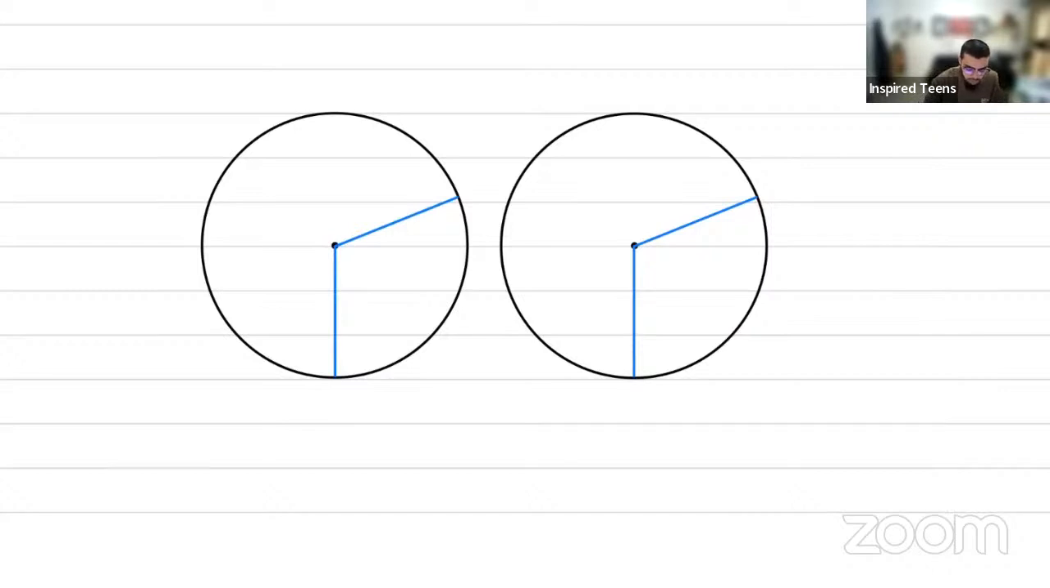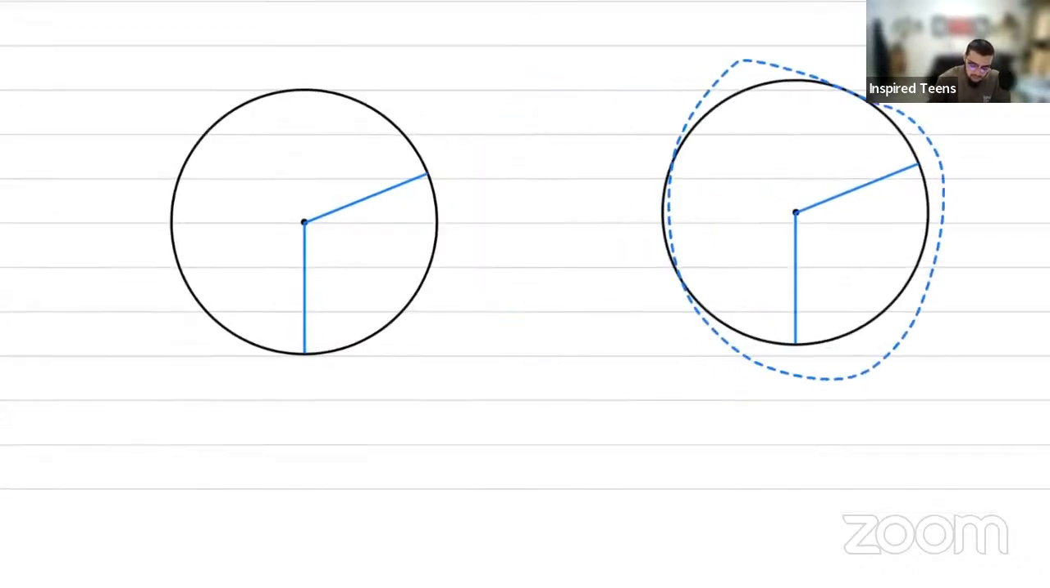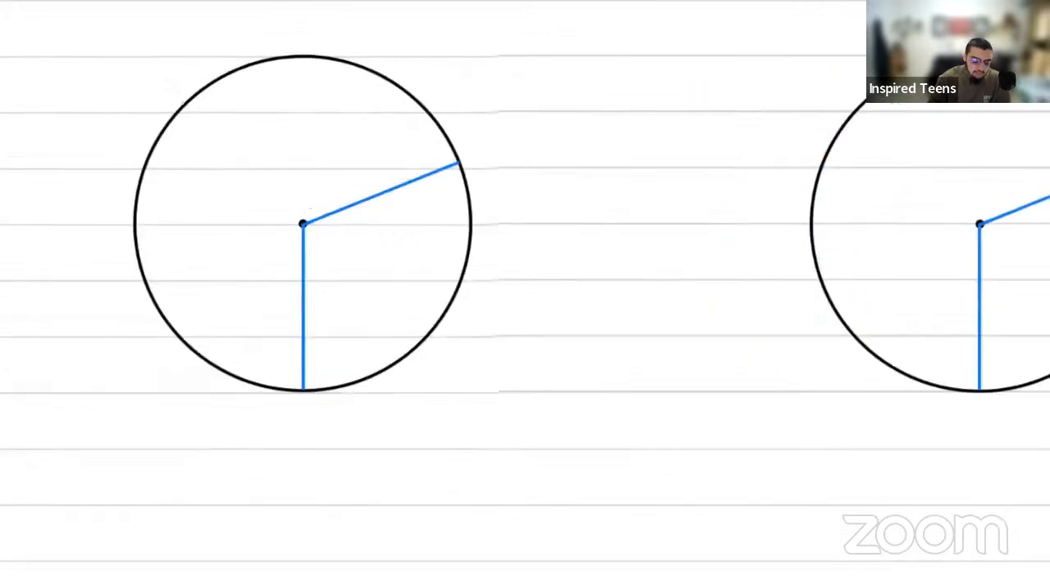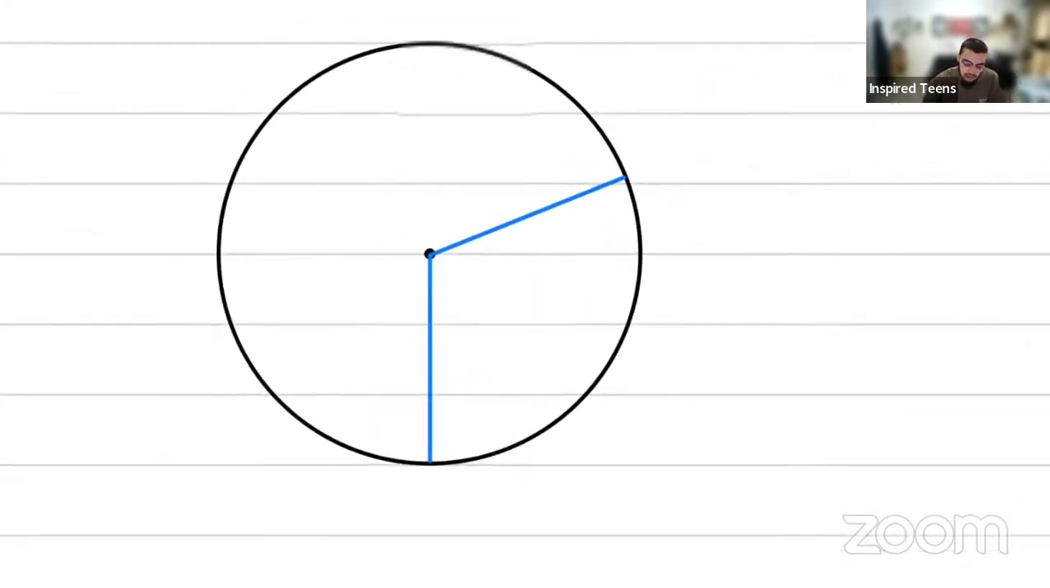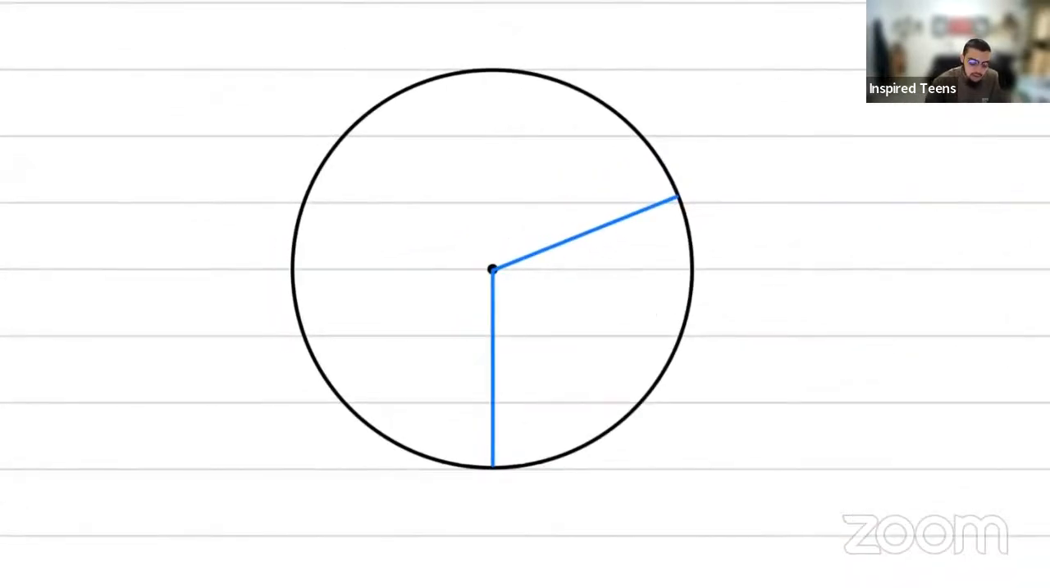Okay, so talking about basics, let's discuss one more thing, and it's with regards to isosceles triangles. Here we have 2 circles. We're going to discuss the first one first, and then we'll discuss the second one. So in this case, we have a circle, and we have 2 lines drawn in, which are actually radii.